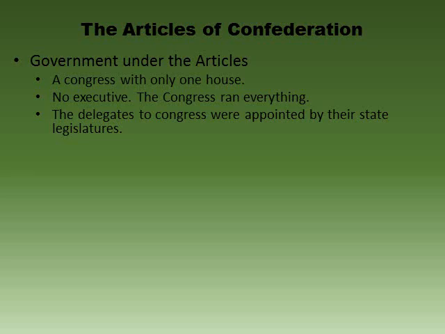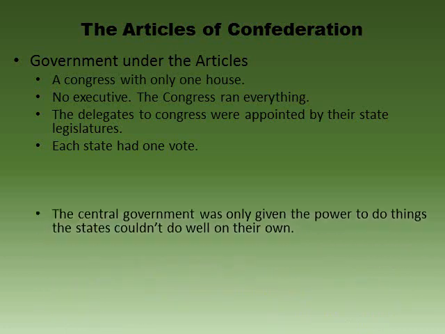It wasn't like the House of Representatives we have today, which is elected by the people. So very different method there. Each state had one vote, so there were just 13 votes. That's how it worked, and each representative didn't really do what he wanted to do. You just reflect the will of what your state government tells you to do. So again, kind of like ambassadors at the UN, they vote like their government wants them to.